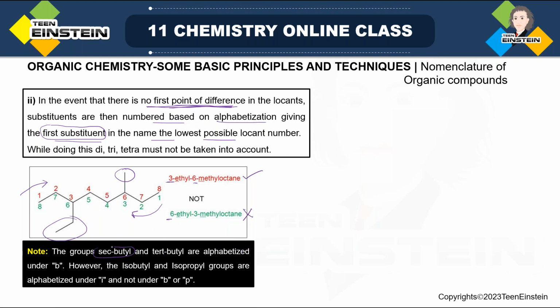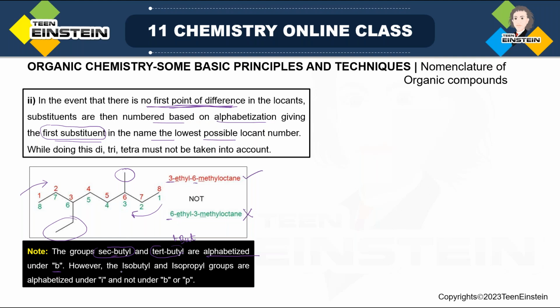It is saying sec butyl. Suppose you have these substituents, or you have tertiary butyl. Remember, it is sometimes also written in short like this, t-butyl. So when you are having this type of substituents, these substituents are alphabetized under B. Why? Because of this butyl, B, and that we have also done in the first example of today's class, right? But there are some exceptions.